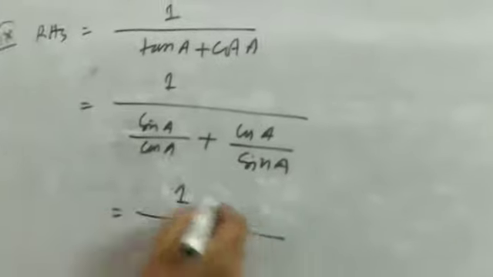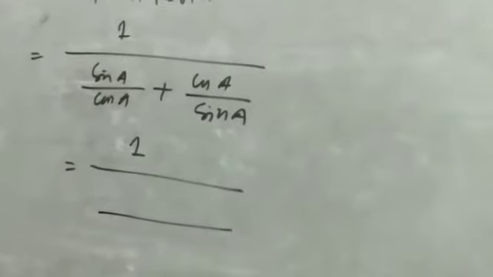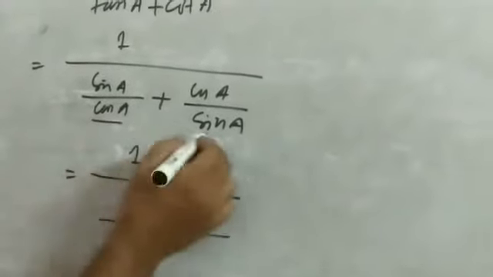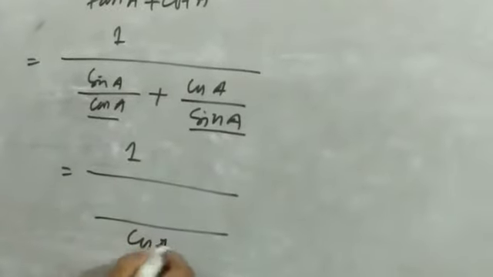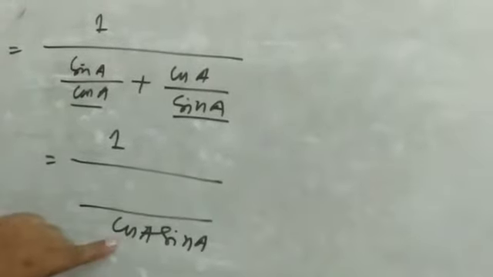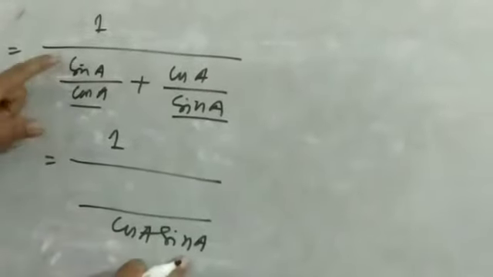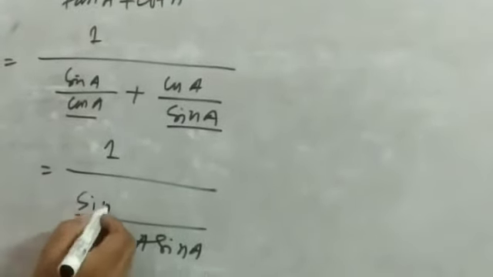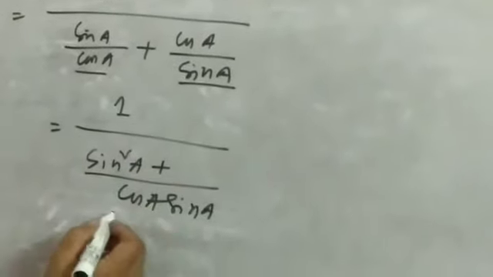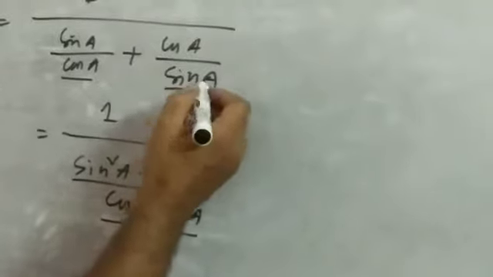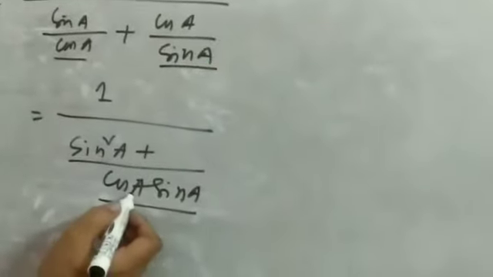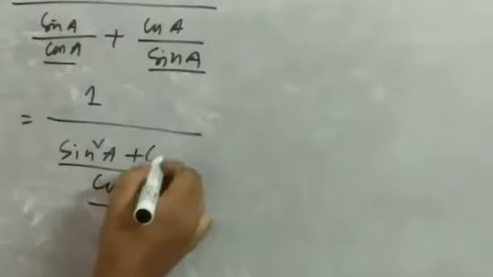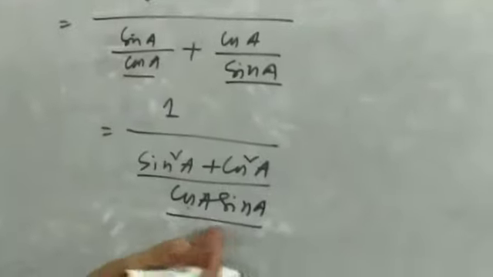Again 1 divided by, here we'll simplify by finding the LCM. So the LCM of this and this term is cos A into sin A. Now divide this LCM by this denominator, so cos and cos will be cancelled. Remaining term sin into sin is sin square A, plus, again divide this LCM by this denominator, same term will be cancelled. Here cos is the remaining term, cos A into cos is cos square. Okay, so this part we see the simplification.